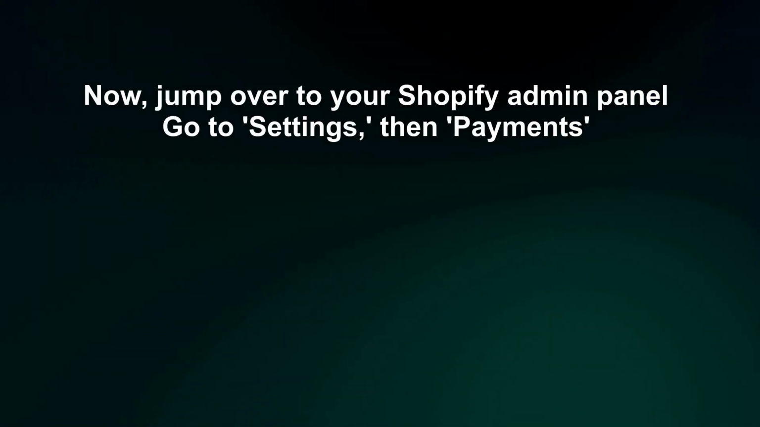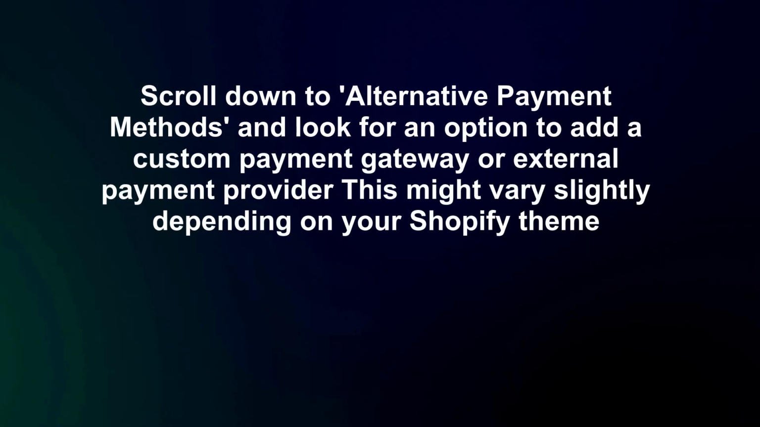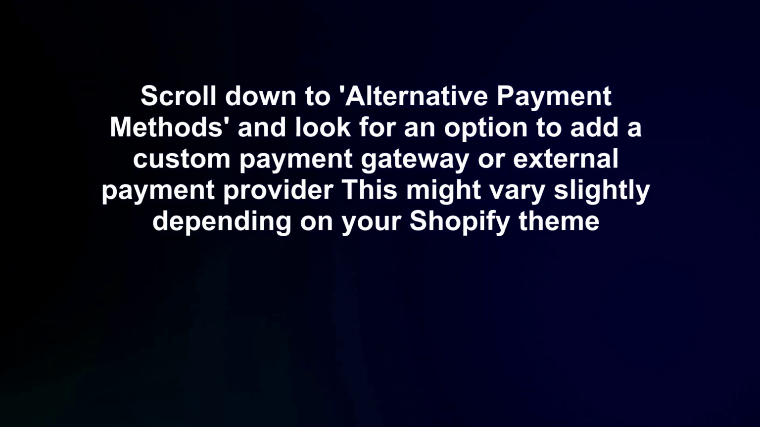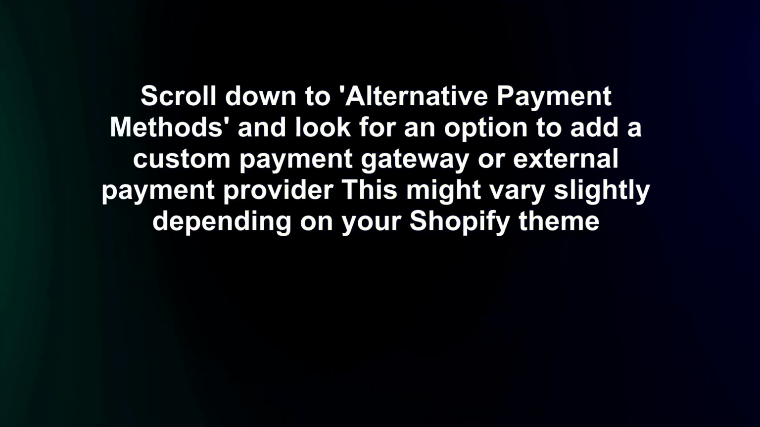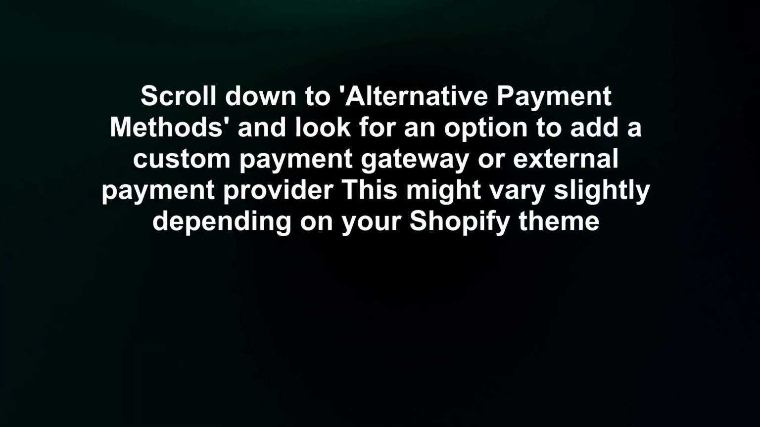You'll need it soon. Now, jump over to your Shopify admin panel, go to Settings, then Payments. Scroll down to Alternative Payment Methods and look for an option to add a custom payment gateway or external payment provider. This might vary slightly depending on your Shopify theme.